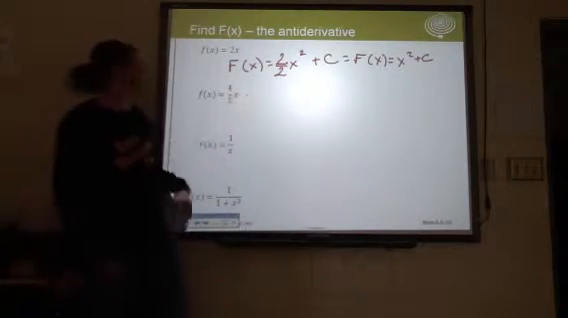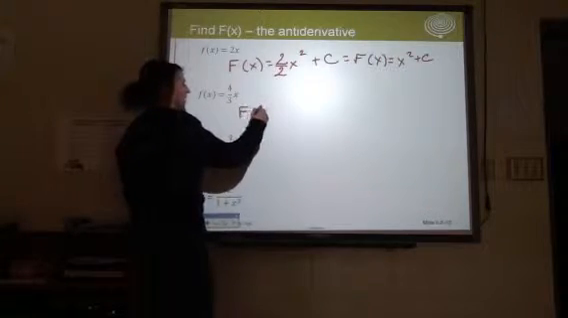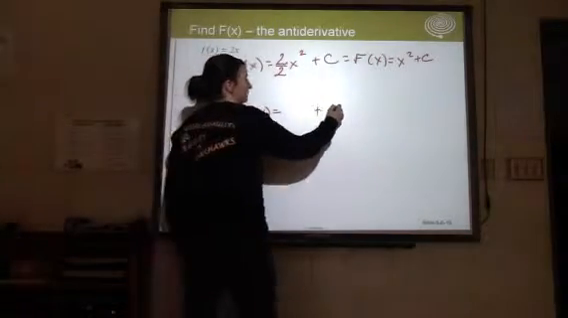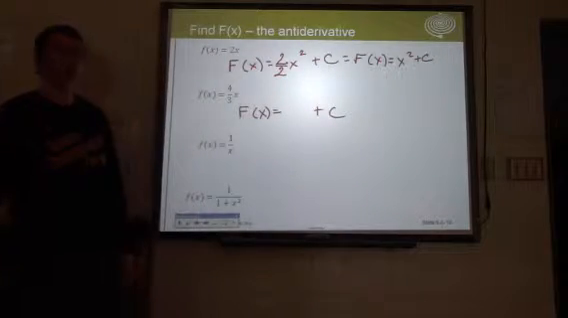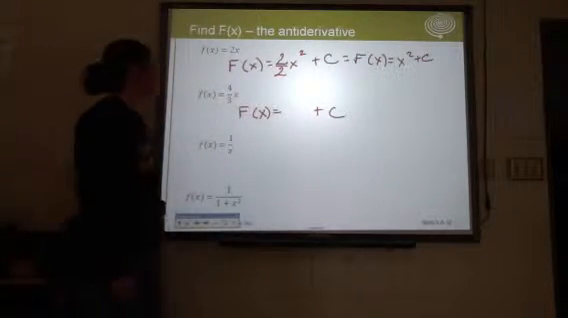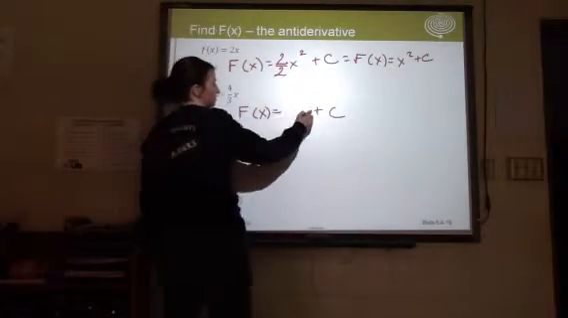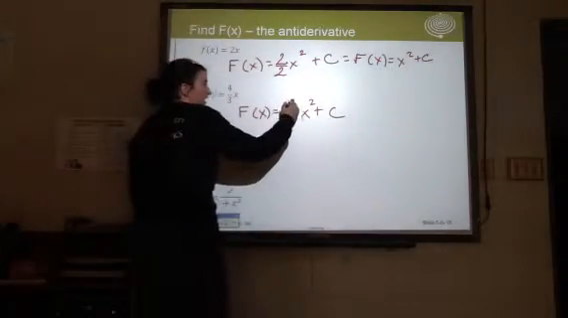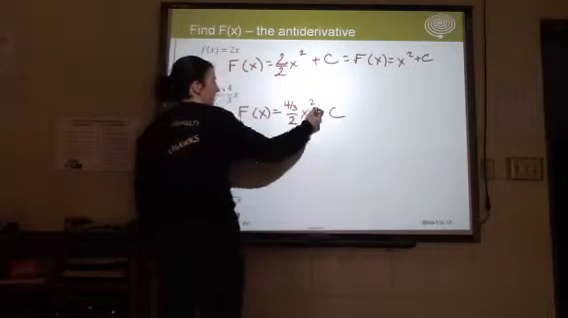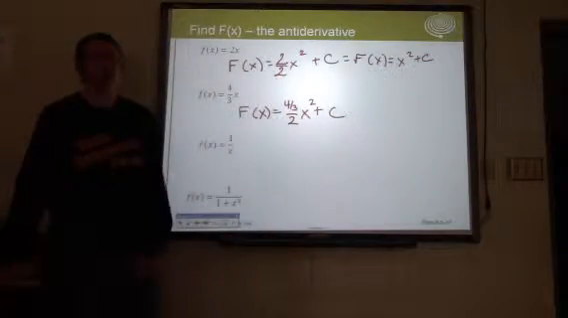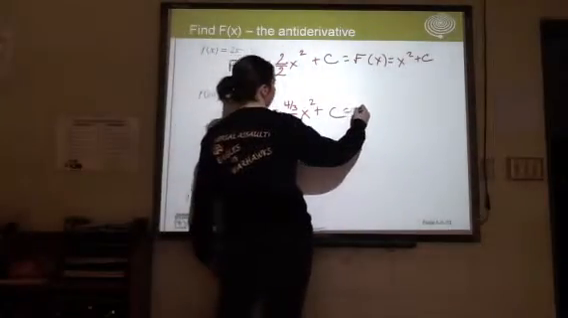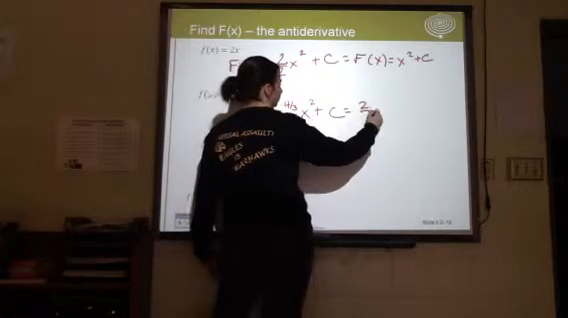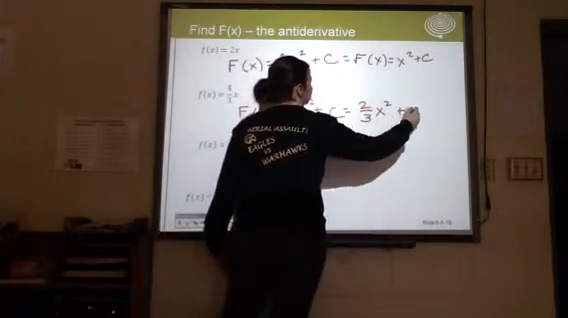Let me show you how that works with this example. To find capital F at x, put your plus c on there. It's easy to forget your plus c, so put that on there so you don't forget. Now, I have an x to the first, so I must have started with an x to the second. I'm going to take the number that's there and divide it by my 2. Simplify, and that's my antiderivative. So it would be, what's that, 2/3 x squared plus c.